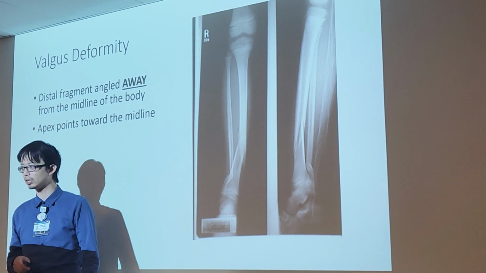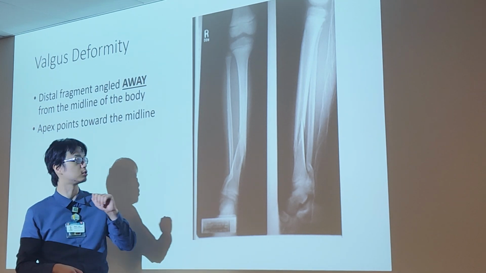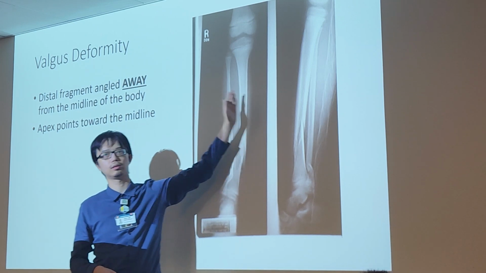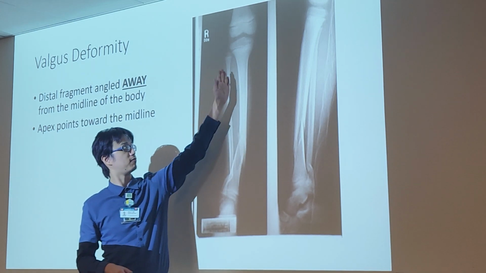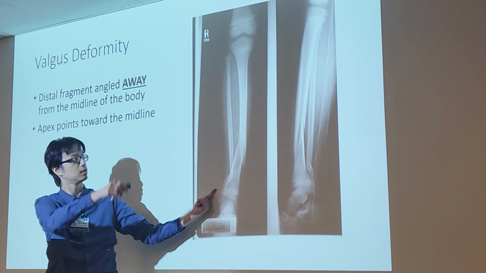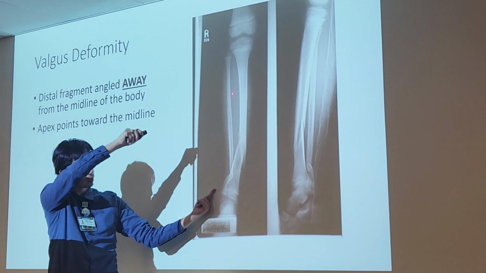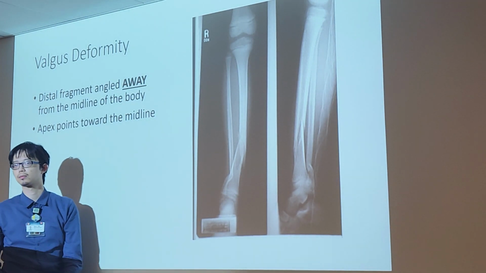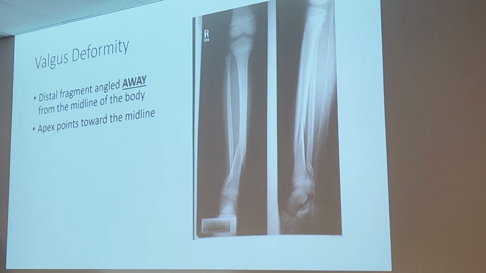So I know you haven't covered lower extremity yet, but this is just an example. Here's the tibia. So this is medial, this is lateral. So you follow this long bone, and suddenly you see how it breaks in this direction. So it breaks towards the lateral direction. Do you see that? So that is a valgus deformity. Valgus has an L in it, so think lateral when you see the L. That's a great trick. So valgus has the L, so L for lateral.